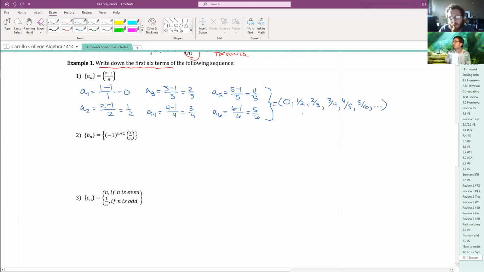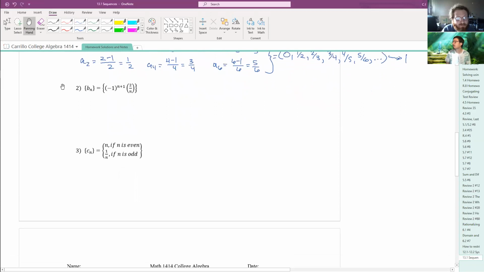Where does this value seem to be going? If we just kept plugging in bigger and bigger numbers, it seems like it's heading towards 1. This is sort of why we want to remember this stuff for later. We can explain that later, but let's keep going with the next example.